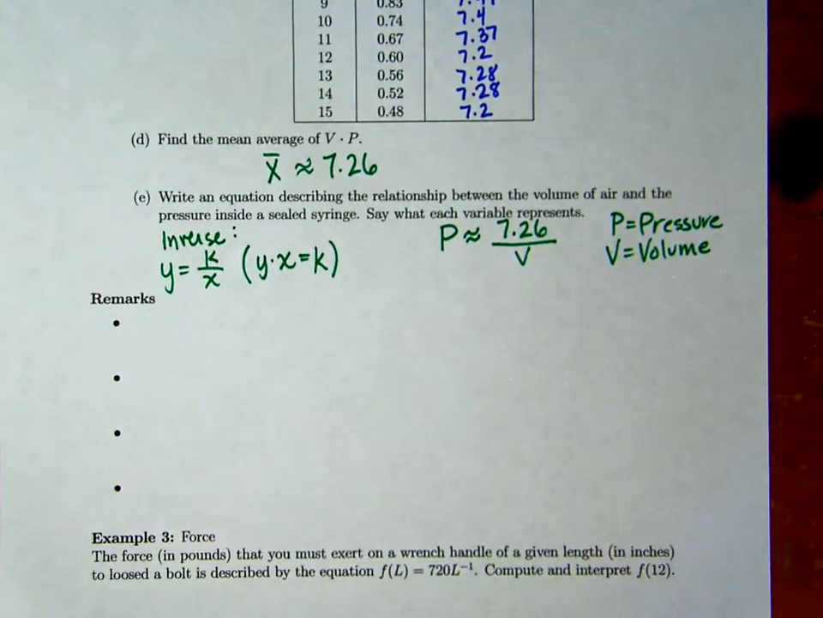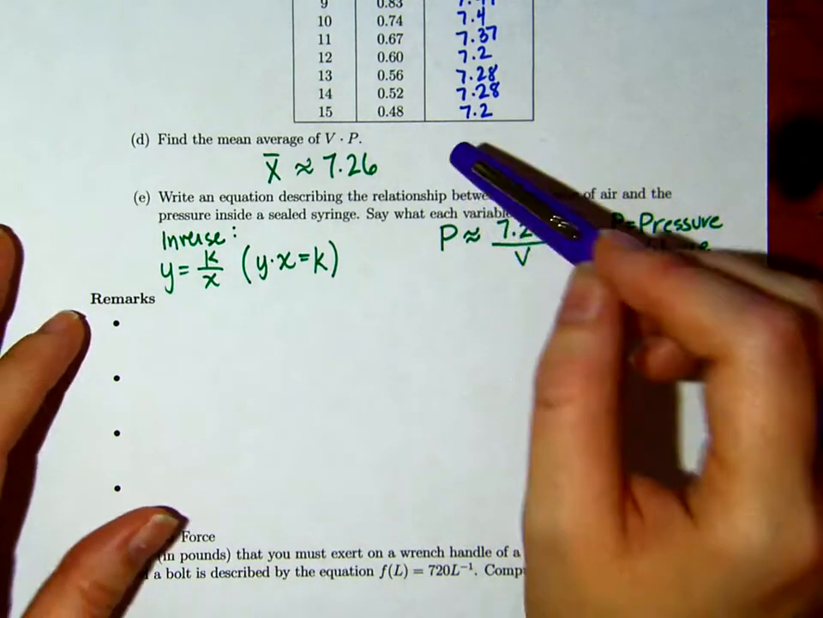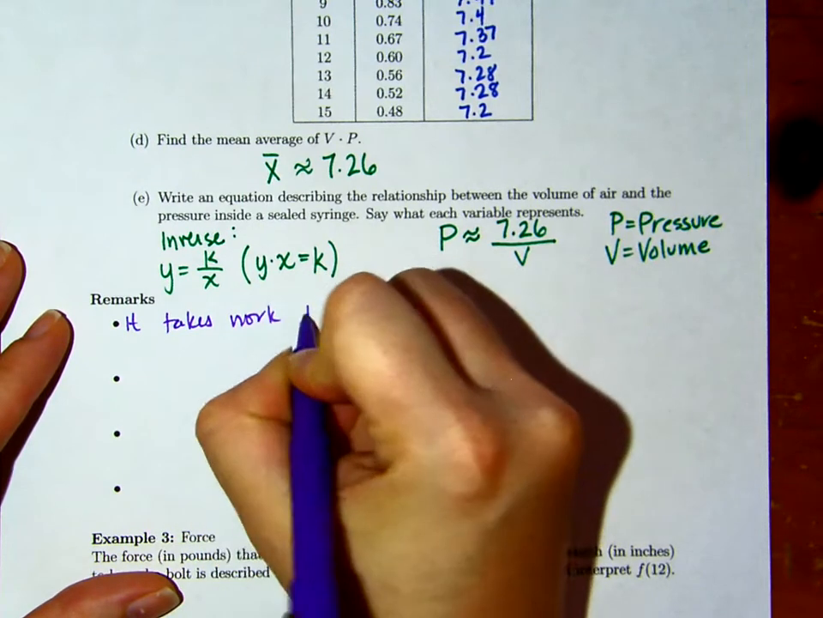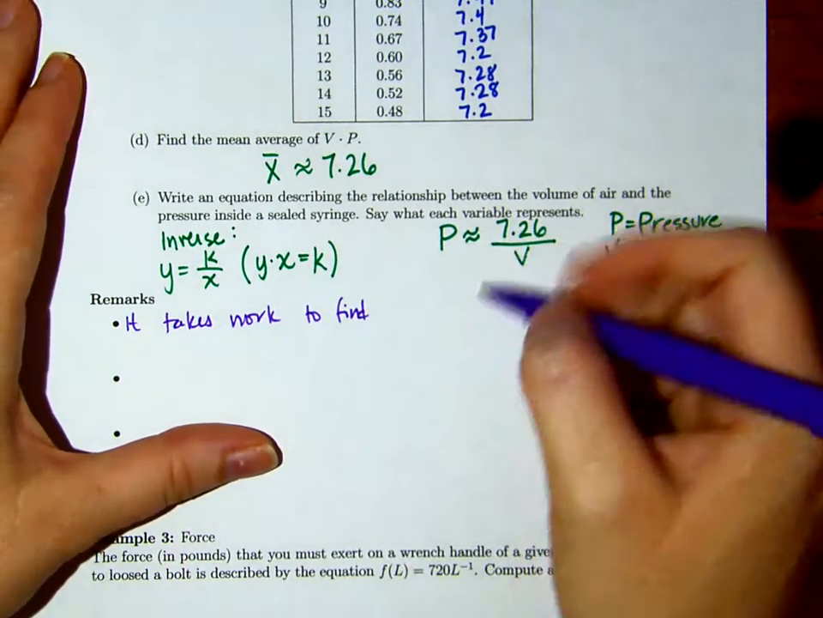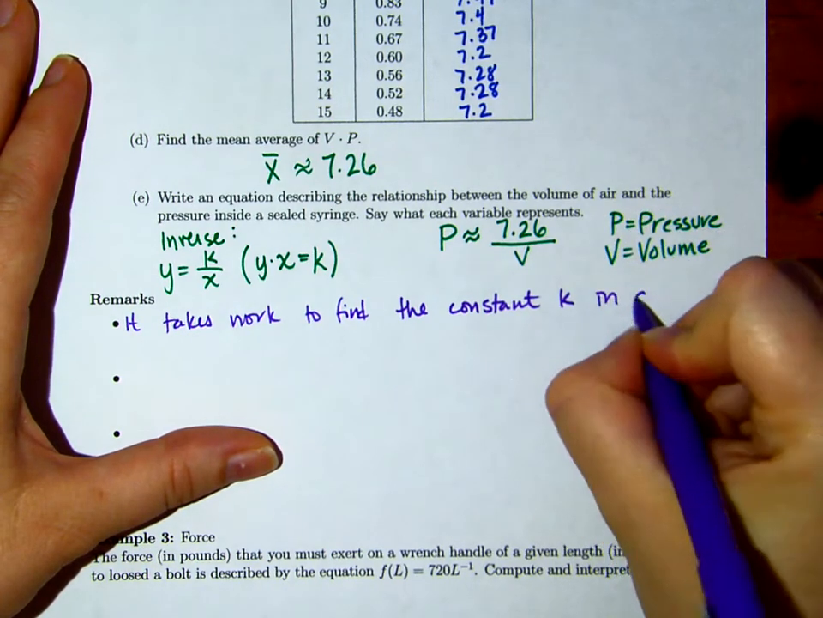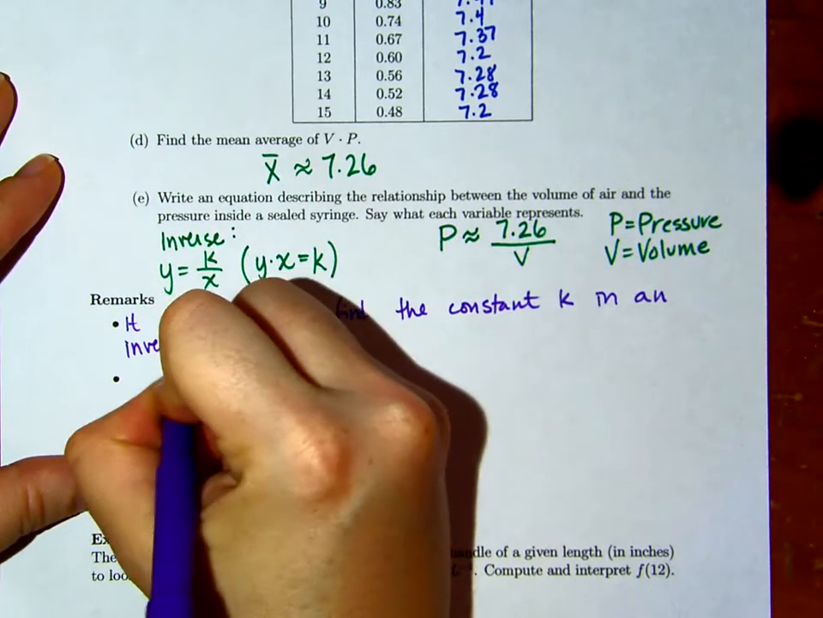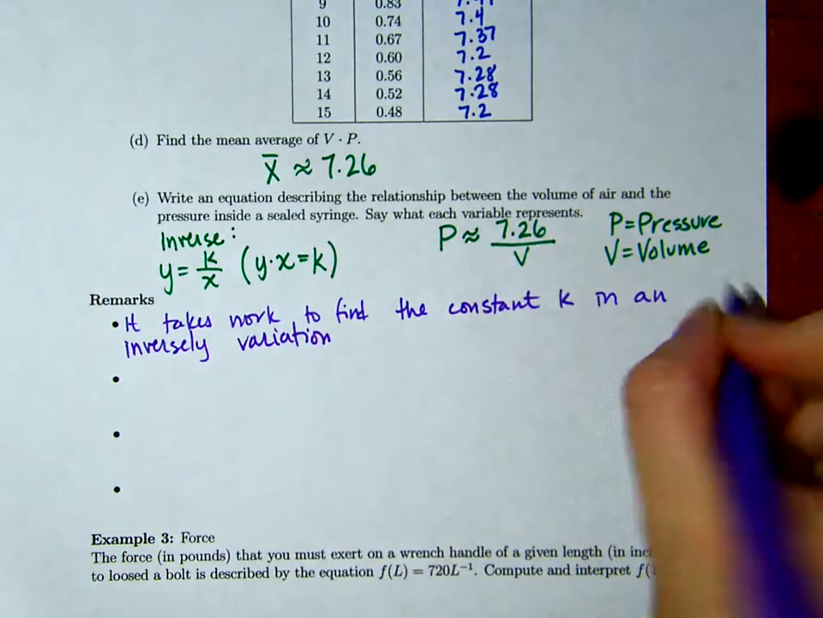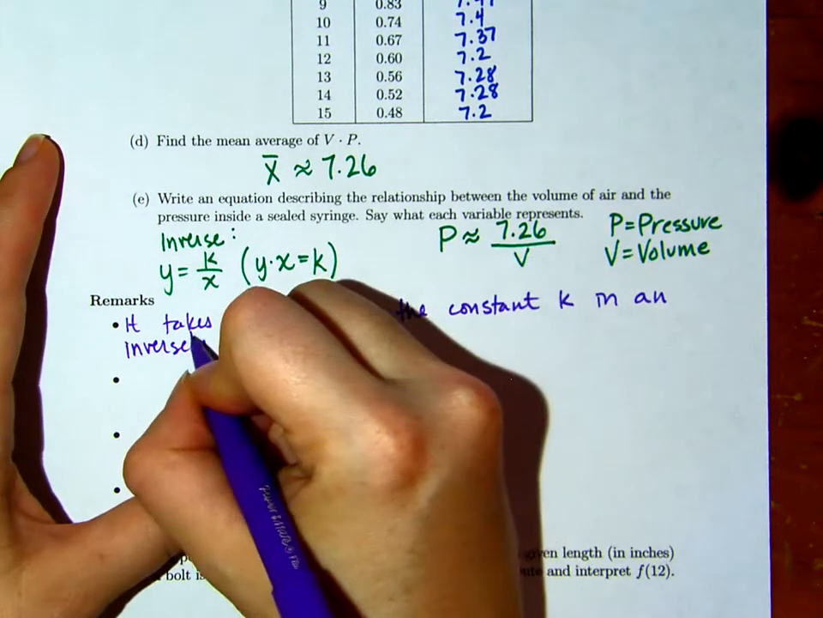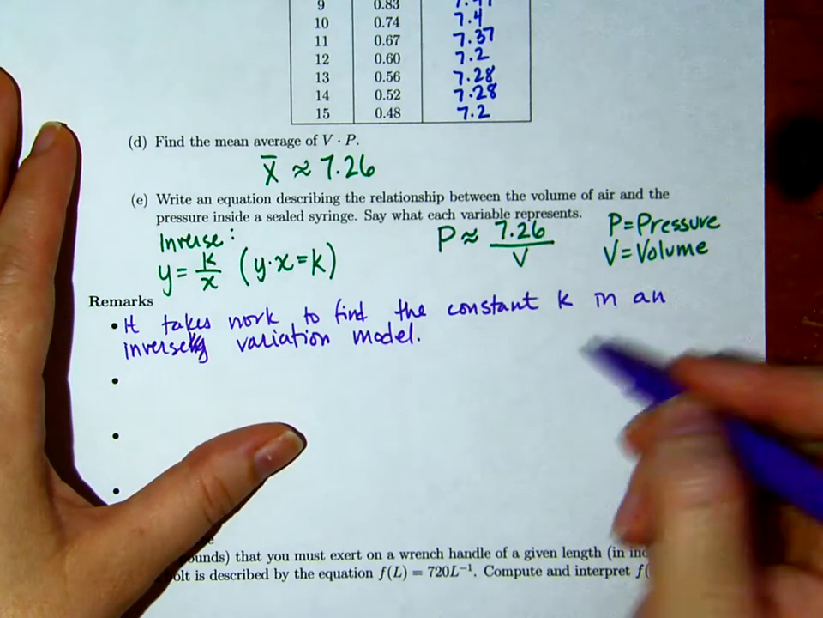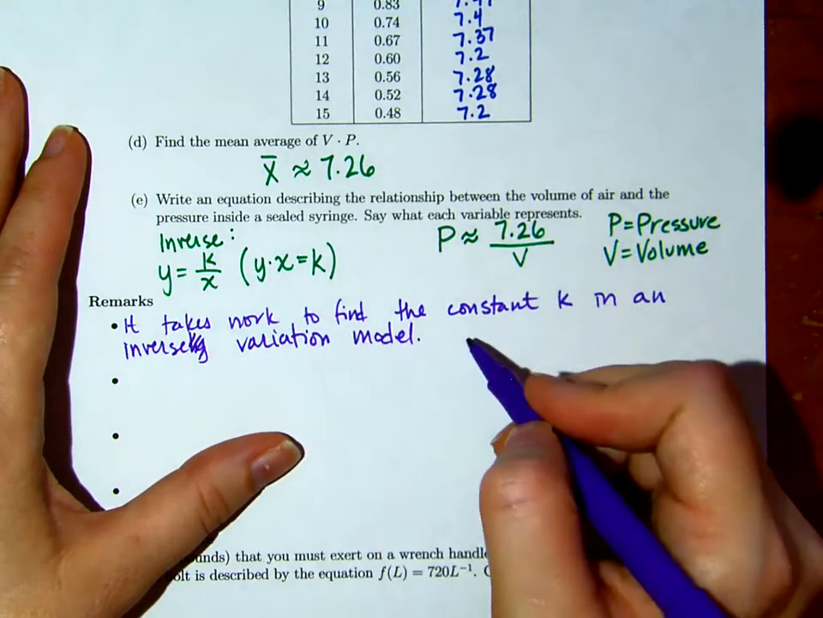And I have a lot of remarks about this, actually. My first remark is that it actually took a lot of work to find k in this situation. It takes work to find the constant k in an inversely varying situation, or inverse variation model. Your calculator doesn't do this regression, and that's why it took so much work.